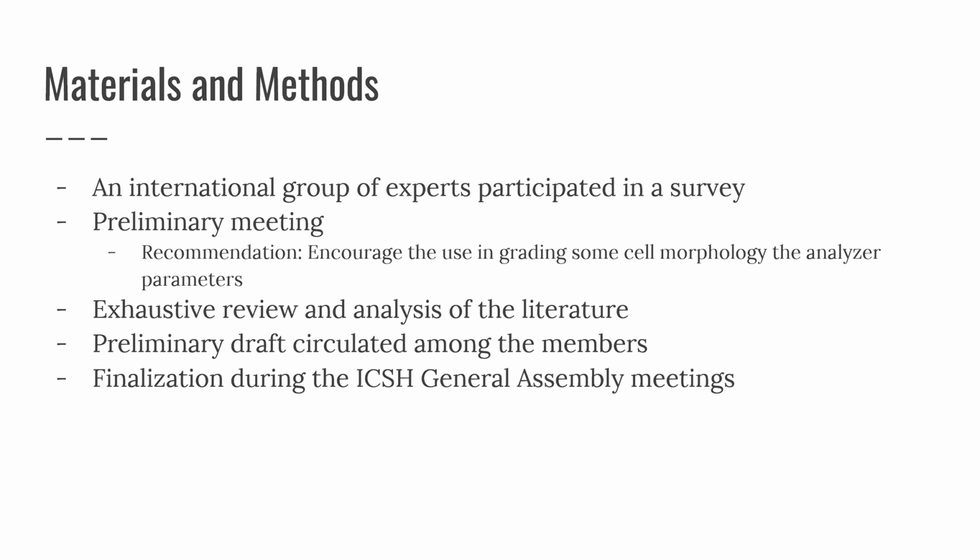Another important recommendation that came up was to use the analyzer parameters for grading some cell morphology, because these are more accurate and precise. For example, we can use the MCV to check for the presence of microcytosis or macrocytosis, or check the MCH for presence of hypochromia or hyperchromia. However, the lab should establish policies regarding PBS review or blood smear review when the full blood count suggests the presence of hematological pathologies that require investigation.